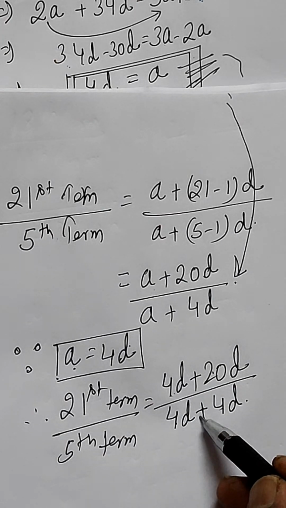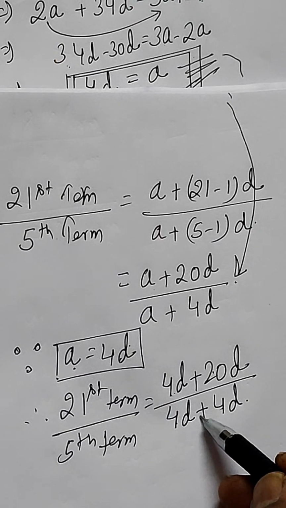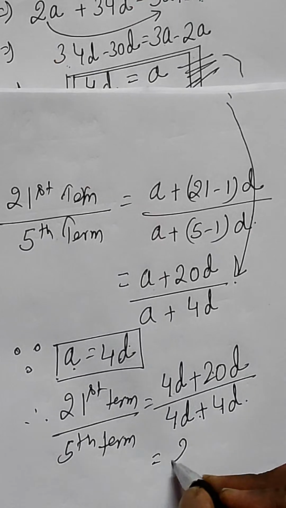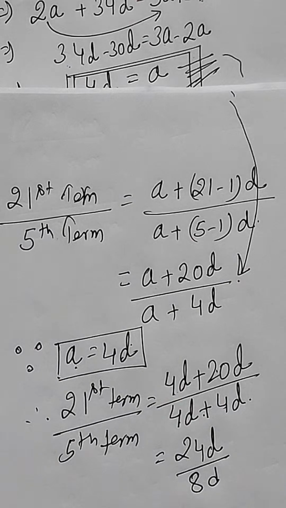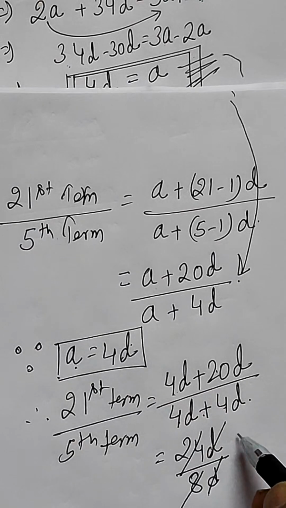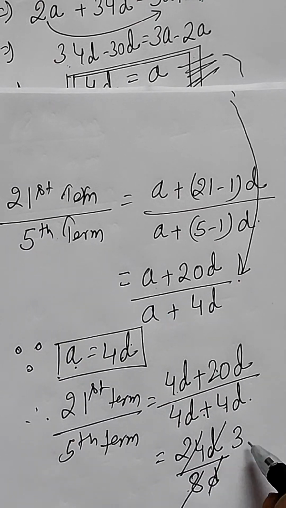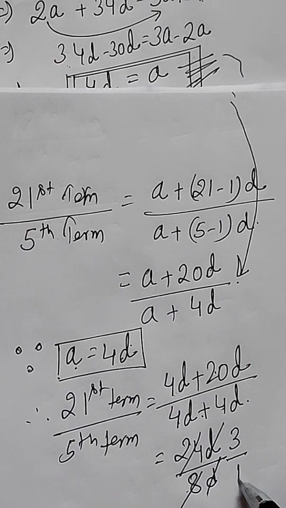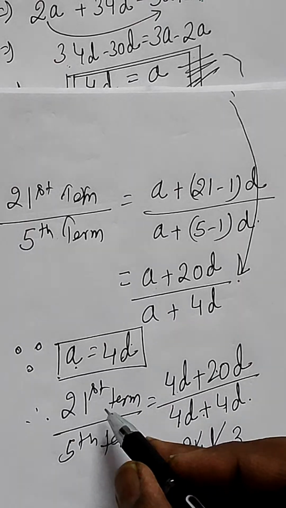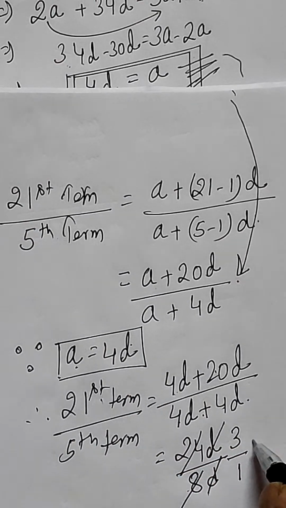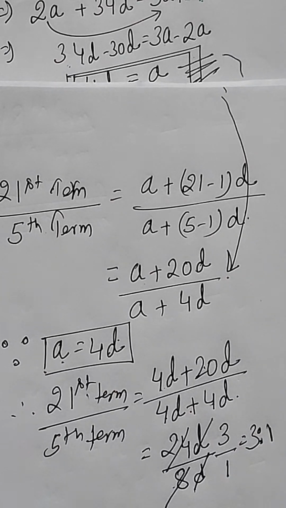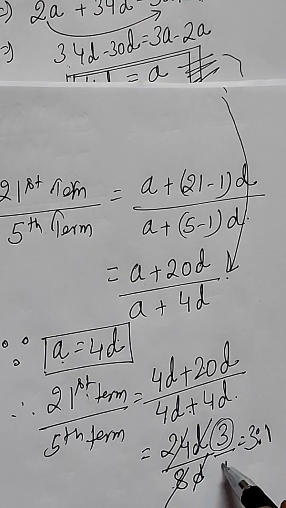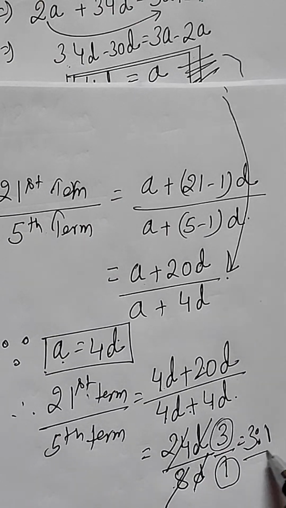24d by 8d, right? This will give you 24d divided by 8d, and d will be cancelled out, and from 8, the 24 will be cancelled three times, so this will give you 3 by 1. So the ratio of the 21st term to the 5th term is derived as 3 is to 1, right? This is derived as 3 is to 1 because 3 is in the numerator and 1 in the denominator. So this is 3 is to 1, right?